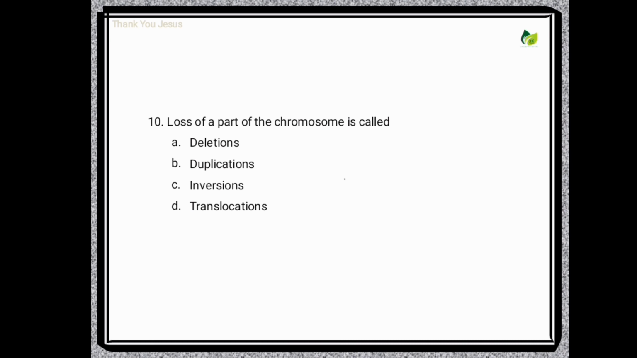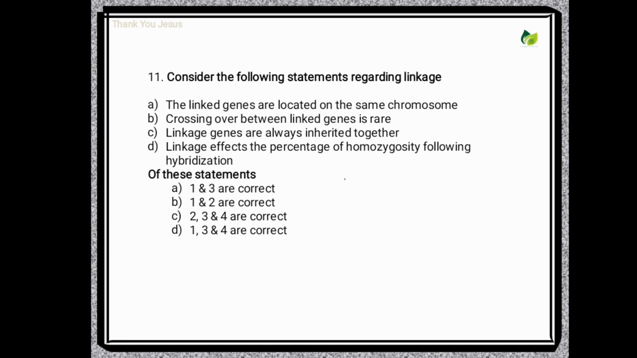Loss of a part of the chromosome is called as. Options are deletions, duplications, inversions, translocations. The correct answer is deletions. Loss of a part of a chromosome is nothing but deletion. Let's see the next question.